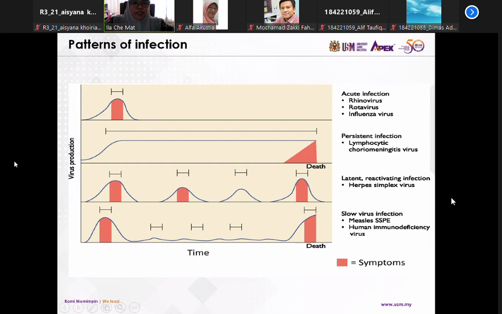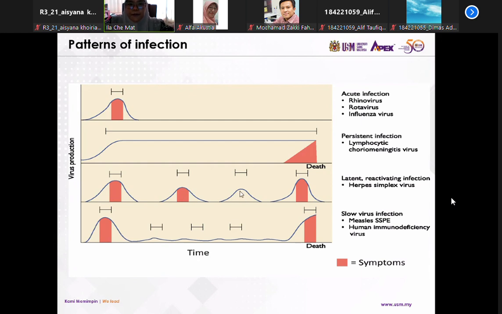Okay, for example, this one, persistent infection, LCMV. Persistent infection means that once you get the infection, you have it for the rest of your life until it causes death. And this one can be carried from one generation to another. You get the infection, you don't know you're positive for that virus, but then you have kids and there's something wrong with your kids, and usually this one will cause a congenital defect. That is how you know, oh, I actually got the LCMV infection.